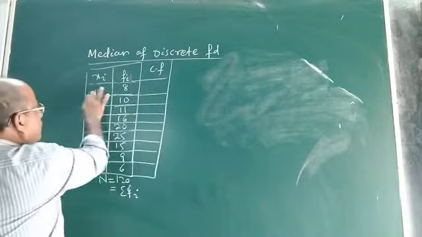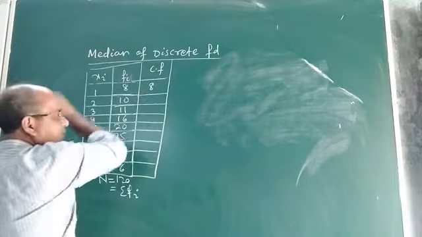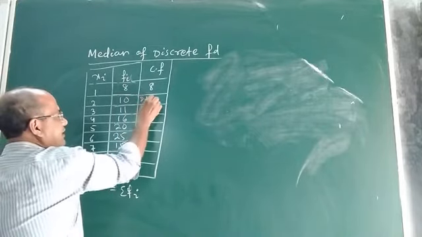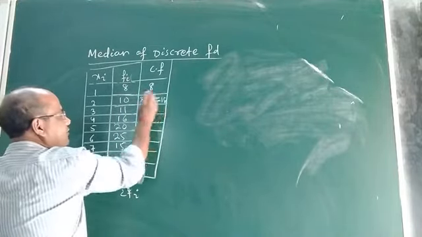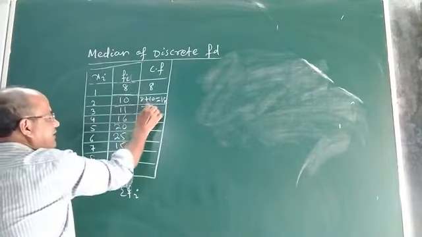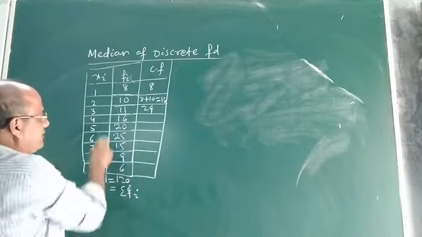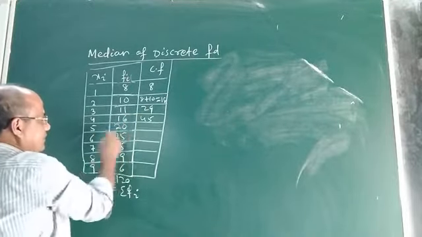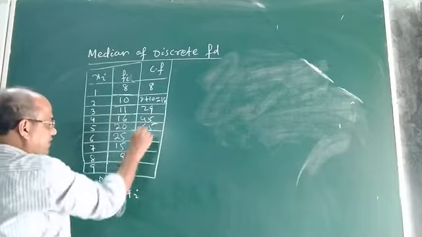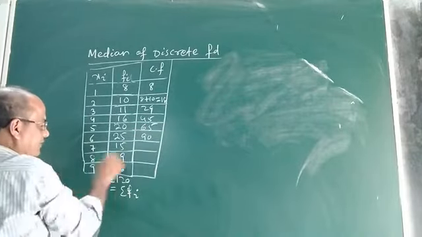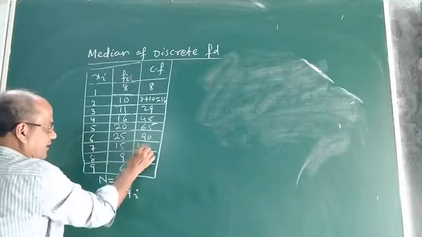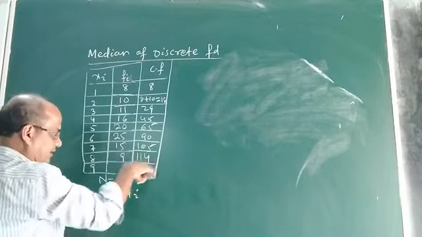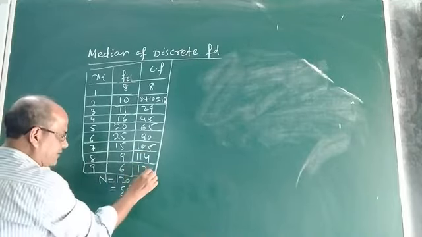See. So for 1, the frequency is 8, the cumulative frequency will be 8. Then 8 plus 10, it will be 18. Cumulative frequency, then 18 plus 11 is 29, 29 plus 16 will be 45, then 45 plus 20 will be 65, then this will be 90, 90 plus 15 will be 105, 105 plus 9 is 114, and 114 plus 6 is 120.